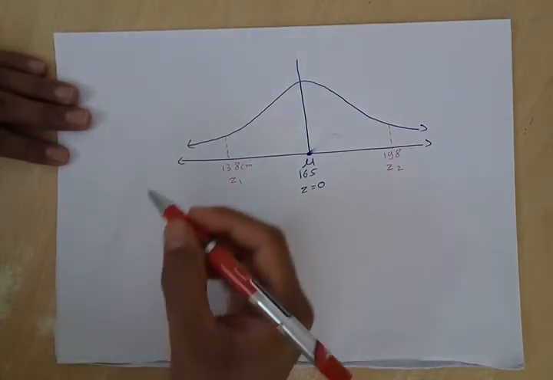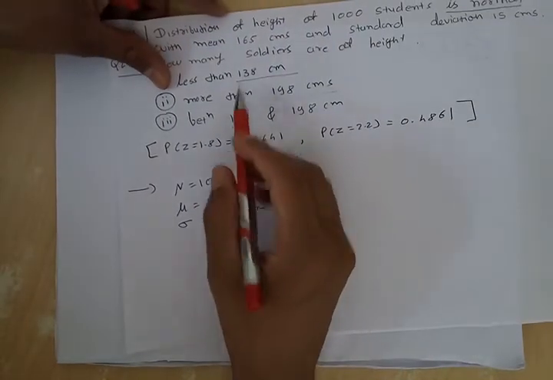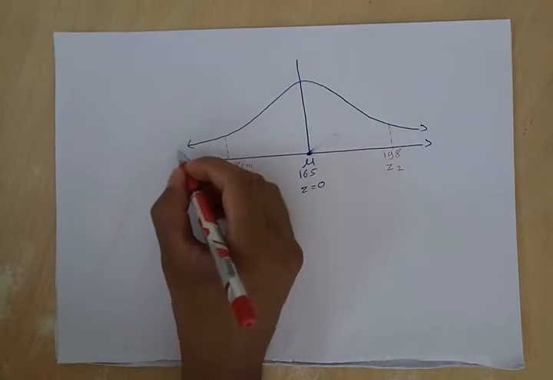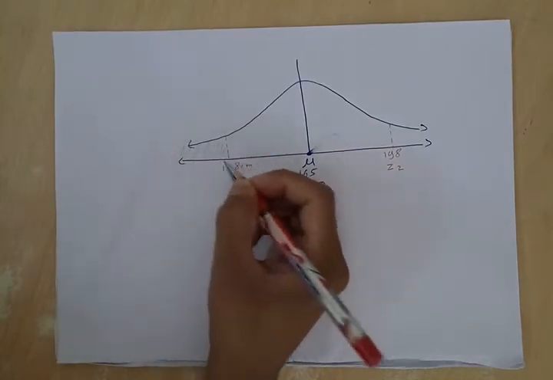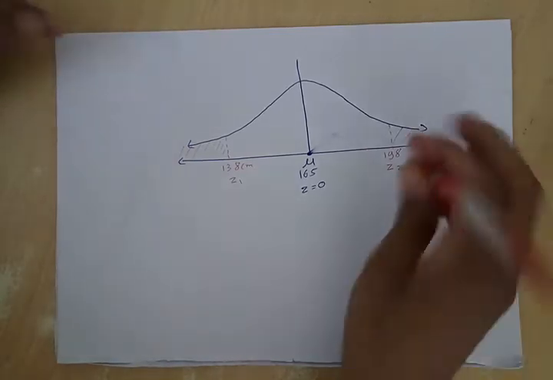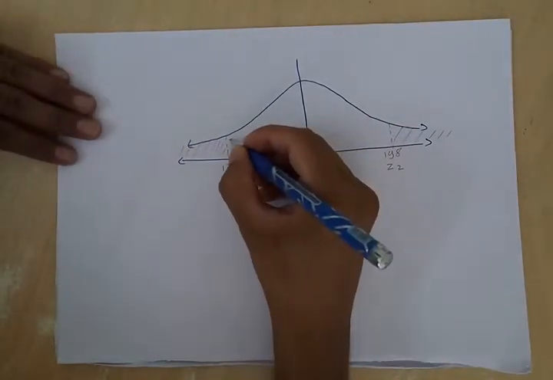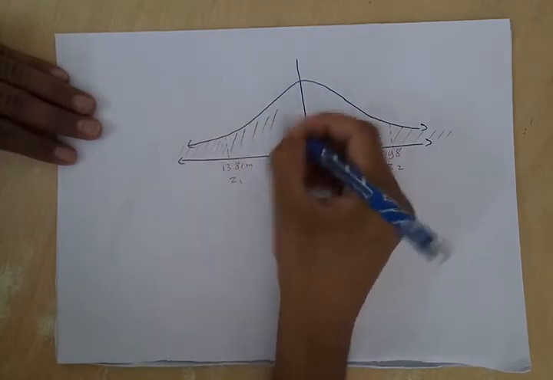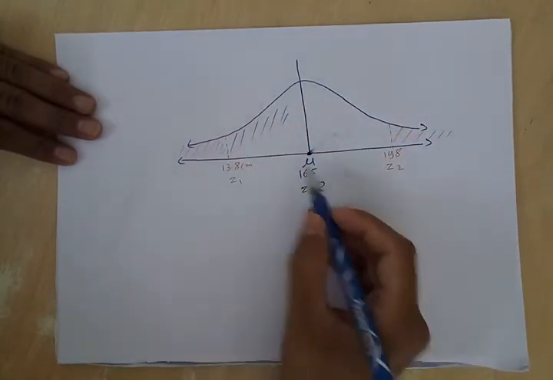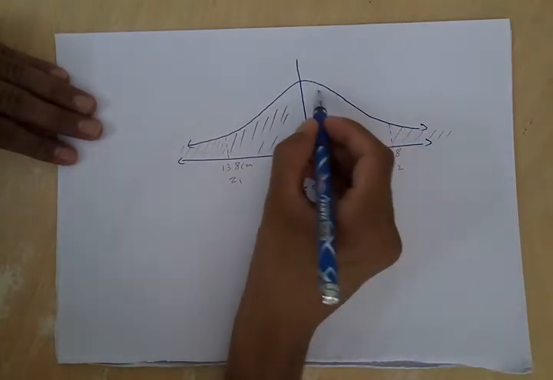And let us represent the number of students having height less than 138 by this area, and greater than 198 by this area. And the remaining area will be represented by from 138 to 165 and from 165 to 198.